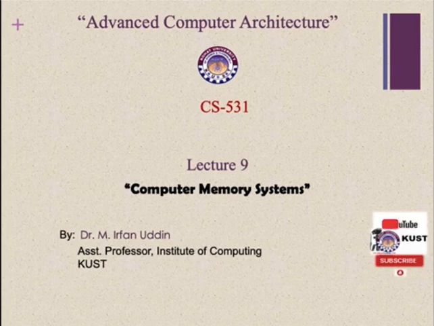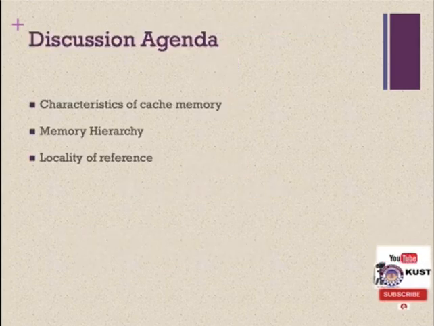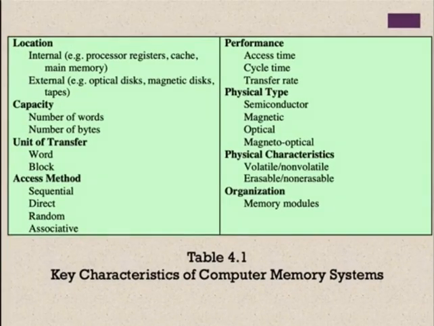So this is chapter number 4. We will discuss characteristics of cache memory. We will discuss the hierarchy of memory, and we will discuss the topic locality of reference. So first, let's go through the characteristics of cache memory or memory system. These are a few characteristics of the cache memory.